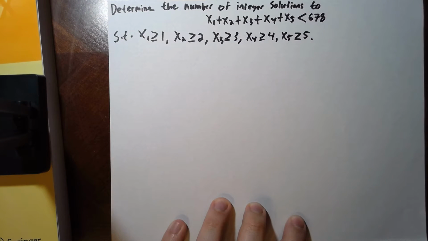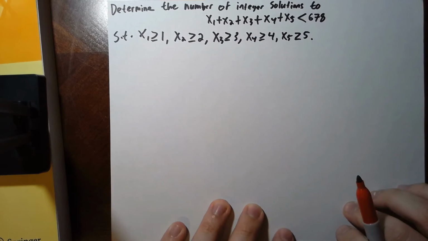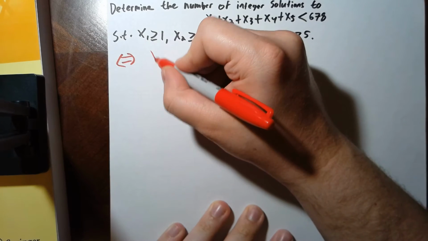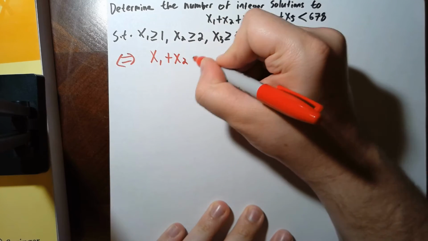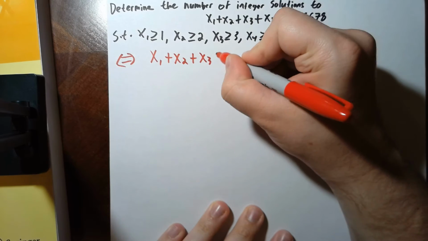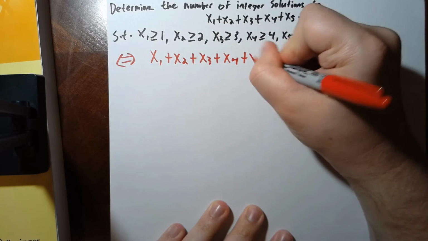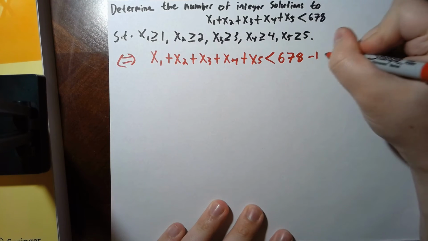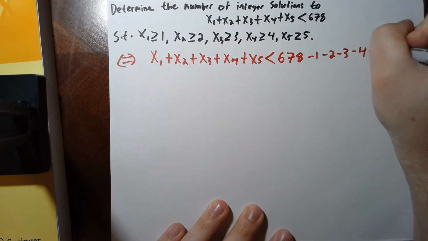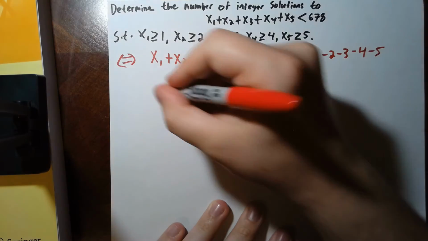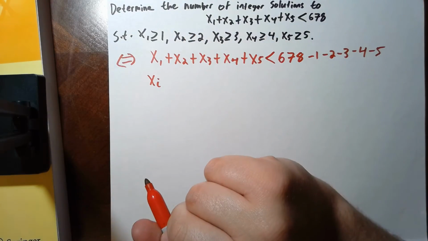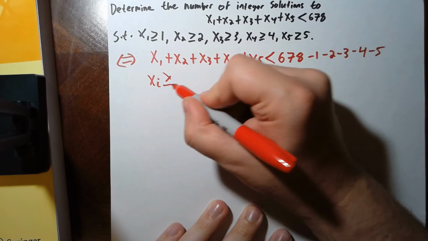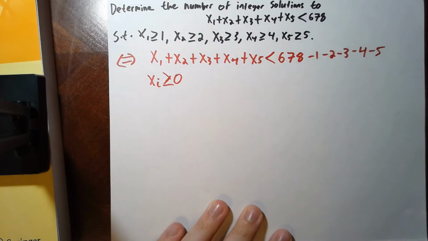Here's what we can do. This is equivalent to x1 plus x2 plus x3 plus x4 plus x5 is less than 678 minus 1 minus 2 minus 3 minus 4 minus 5, and we have that xi is now going to be greater than or equal to 0.